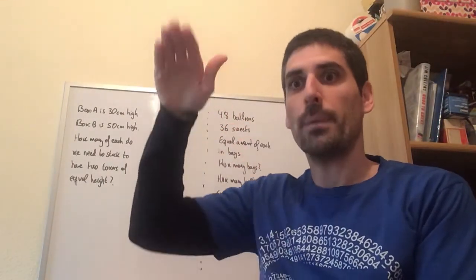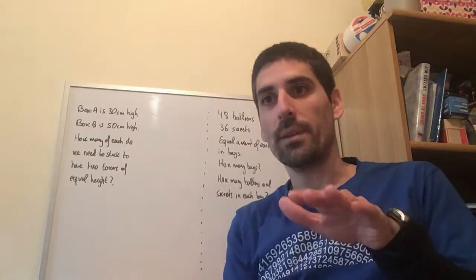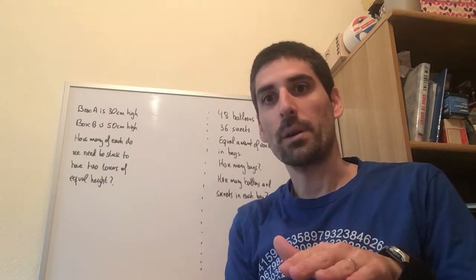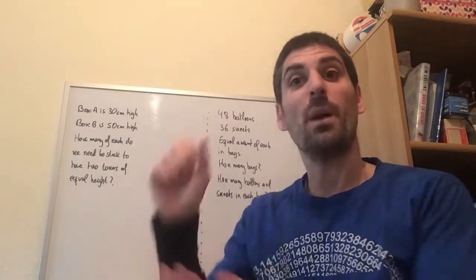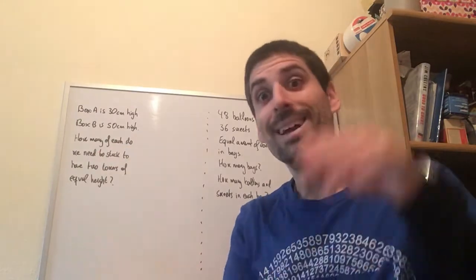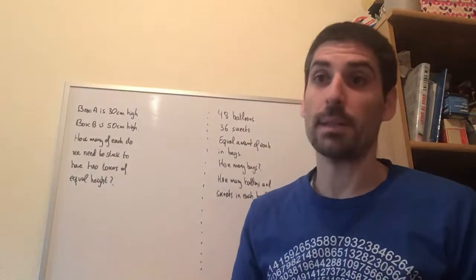I'm going to start piling them up on top of each other. We're going to take the 50 centimeter boxes. We're going to pile them up on top of each other until we have two towers of the same height. So how many 30 centimeter boxes do we need? How many 50 centimeter boxes do we need?